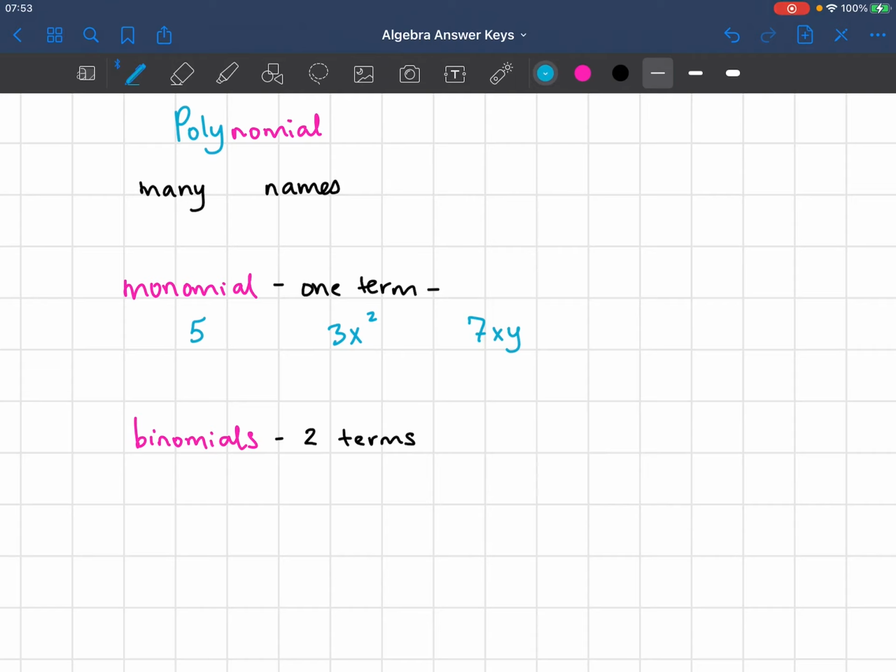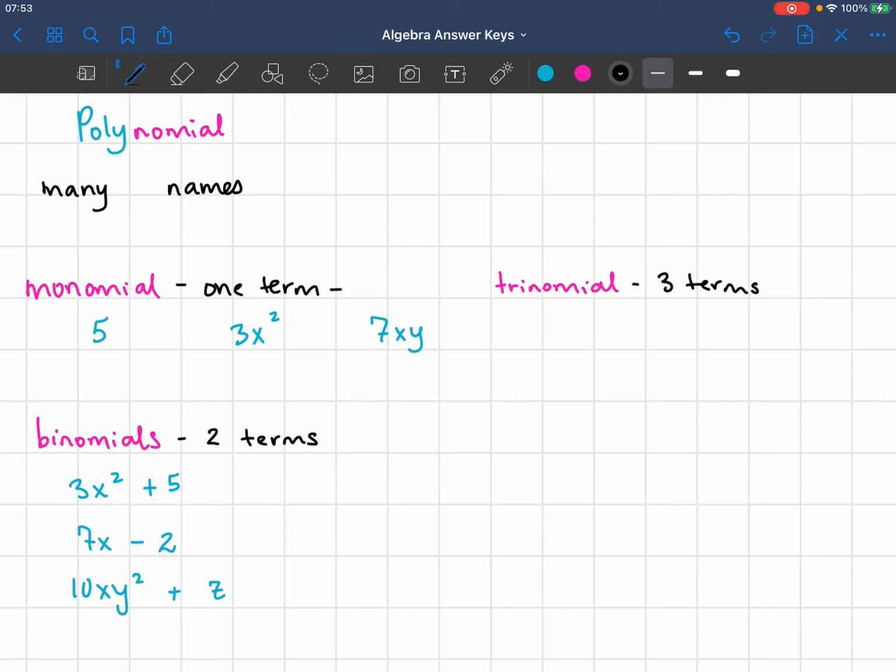We also have binomials, which are 2 terms. An example of a binomial might be 3x squared plus 5, or 7x minus 2, or 10xy squared plus z. These are all binomials because they have 2 terms. They are all being added or subtracted. So you see, here's 2 terms, here are 2 terms, here are 2 terms.